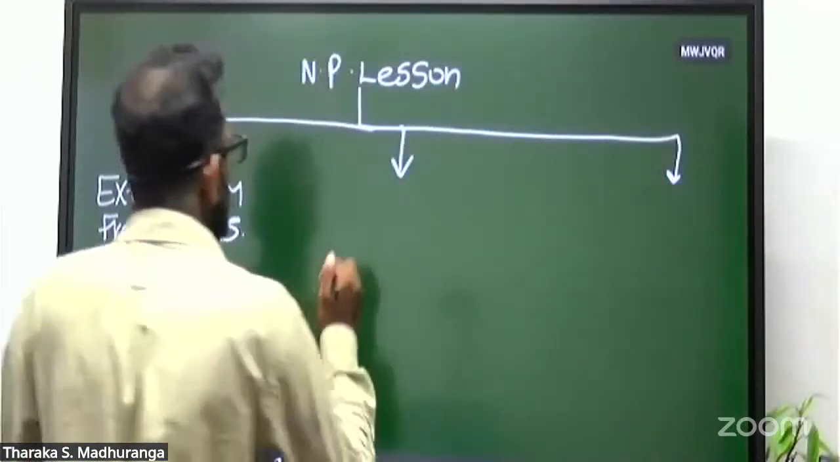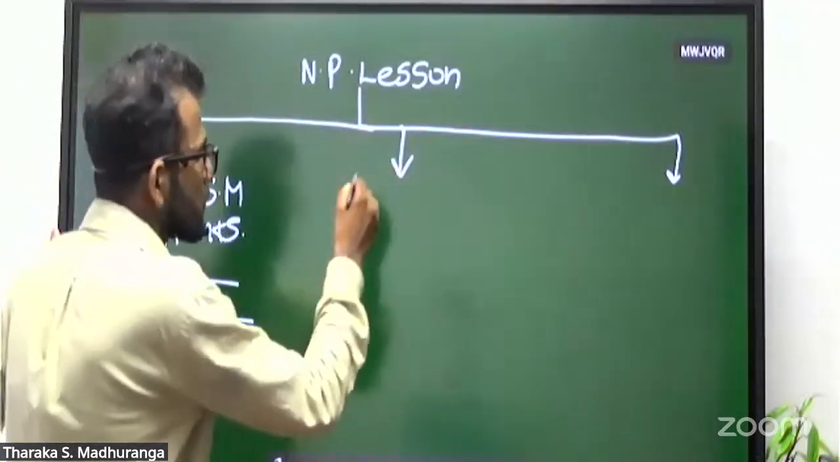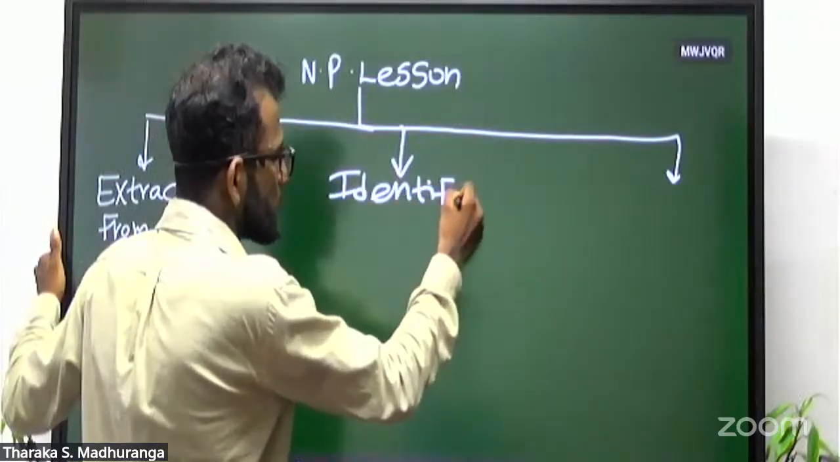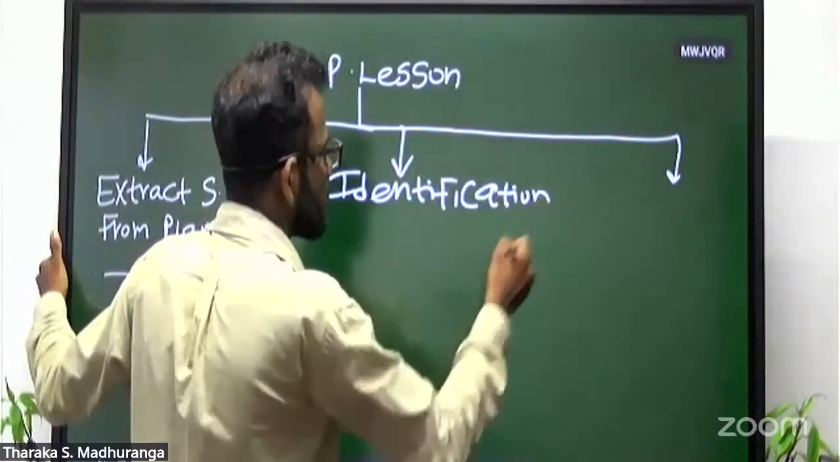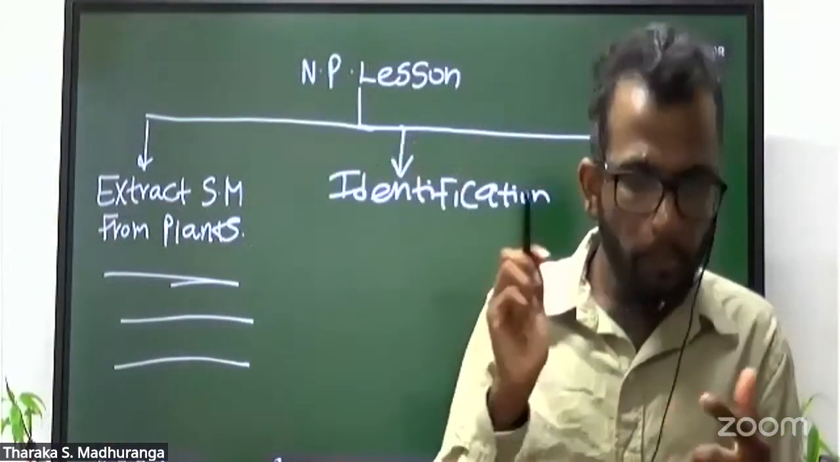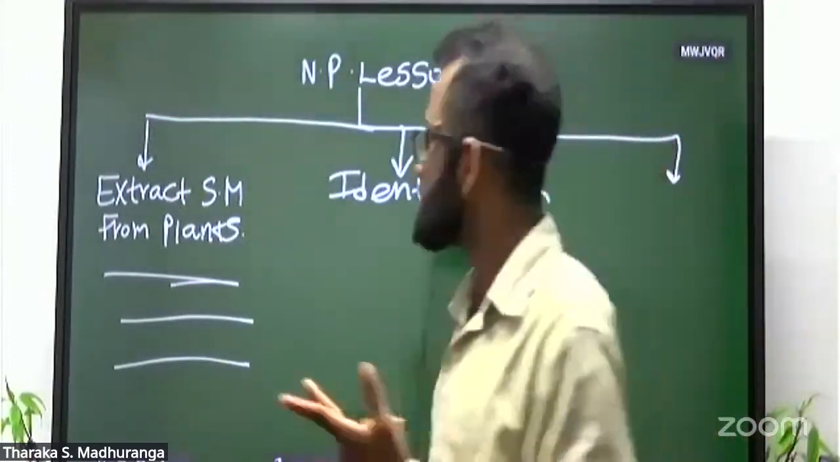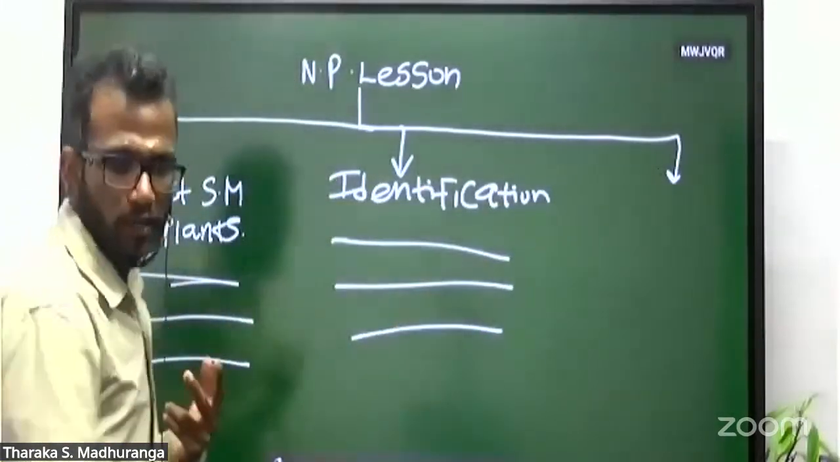Our second part is identification of the extracted secondary metabolites. That's a summary of the lesson. Actually, the basic part is completed. For identification we use three methods: column chromatography, thin layer chromatography, and paper chromatography. One by one we can discuss. We have three extraction methods and three identification methods.